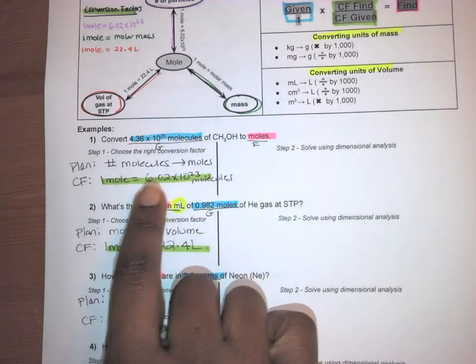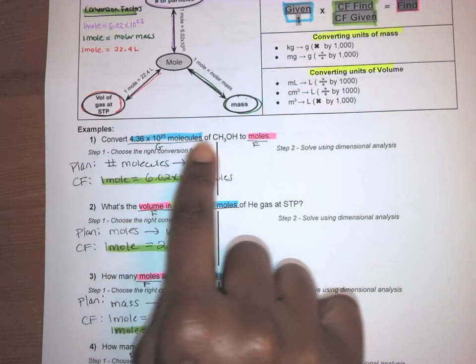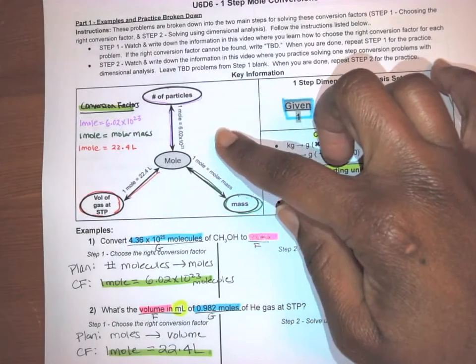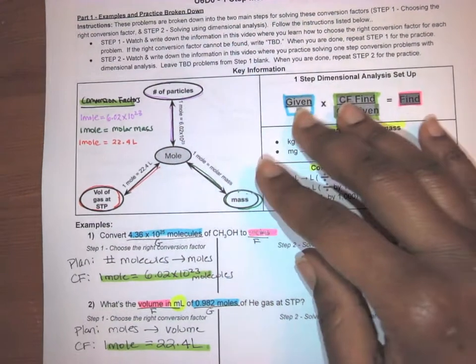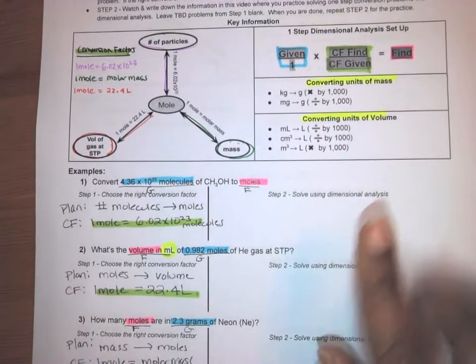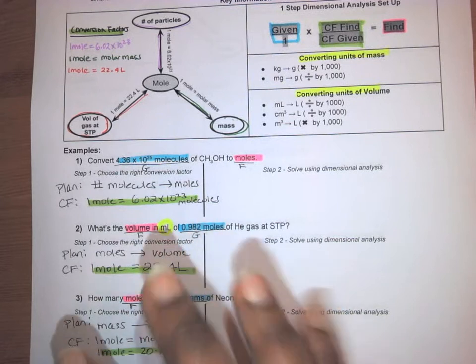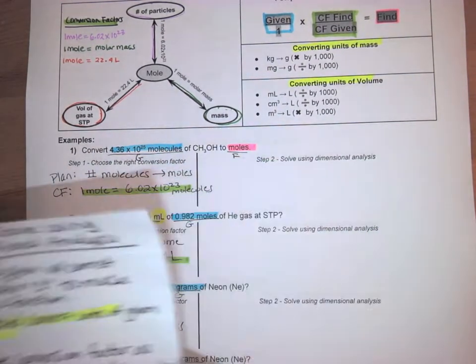So in Step 1, our goal is to find the conversion factor. And in order to do that, we needed to find our given and our find. And then we used either the mole map or we chose one of the conversion factors. It's the same process based on the units, okay? So we have all of our conversion factors, the things that are going to allow us to convert from our given to our find. So now how do we solve using dimensional analysis?